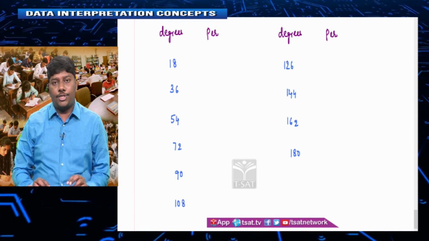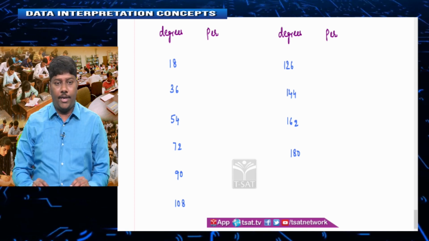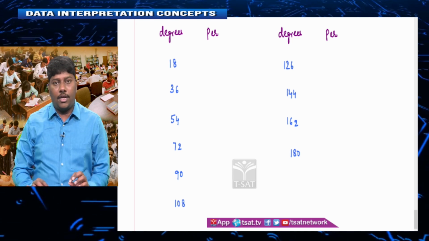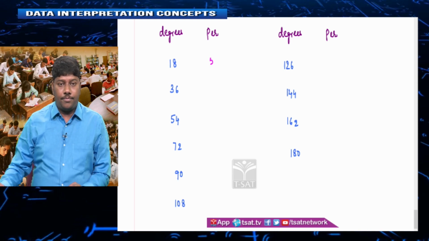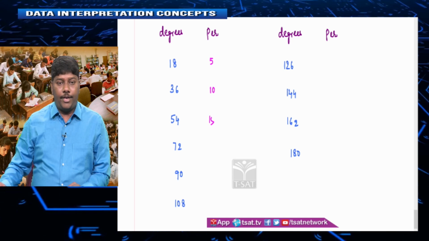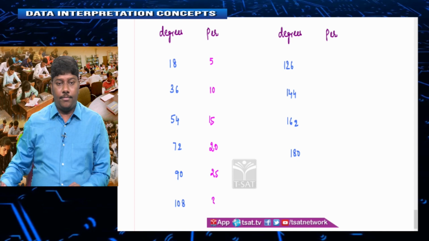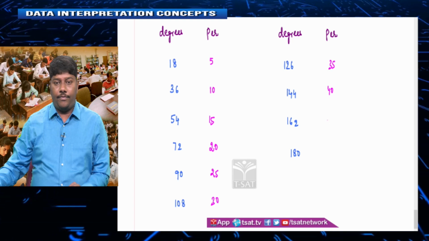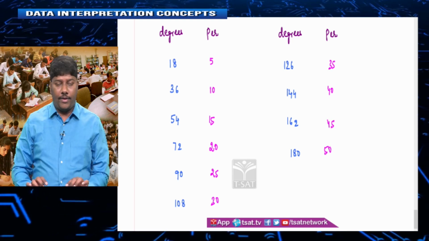The moment I give you 162, what should come to your mind? 18 nines should come to your mind. The moment I give you 108, what should come to your mind? 6 should come to your mind, because 18 sixes. Now, take percentage. It's 5. Take a multiple of 5: 5, 10, 15, 20, 25, 30, 35, 40, 45, 50. Now the respective multiples of 5 you also take.